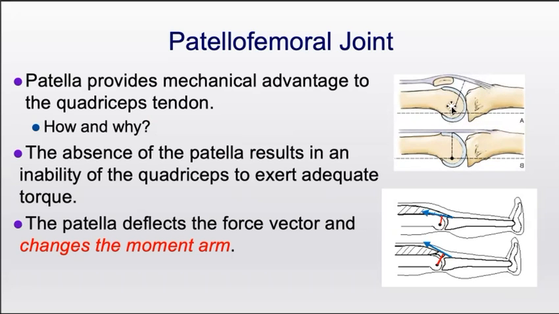Both of those factors, the fact that it changes the directional force vector, but it also changes the moment arm, allow an improvement in the mechanical advantage of the quadriceps tendon to apply an extension ability to the knee joint. Okay, so I want you to remember those two things. It changes the length of the moment arm, and it changes the angle at which that force vector is applied to the knee. Okay, so the force vector is shown in the image below, and the moment arm is demonstrated on the image above.